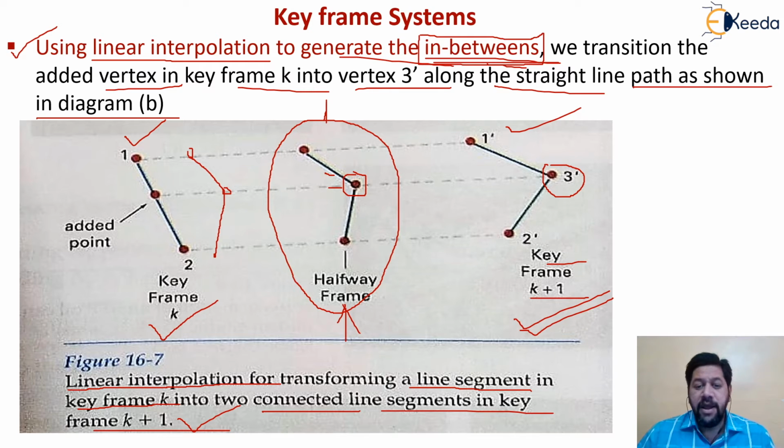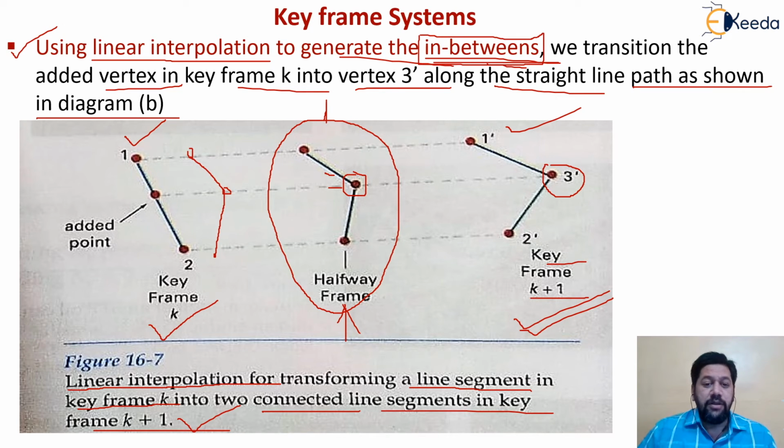We have to decide how many in-between keyframes we have to add, depending upon the transition time and how much the object has changed. Okay, so I'm just moving to the next slide, so that with another example, the things will be made more clear for understanding of the keyframes.